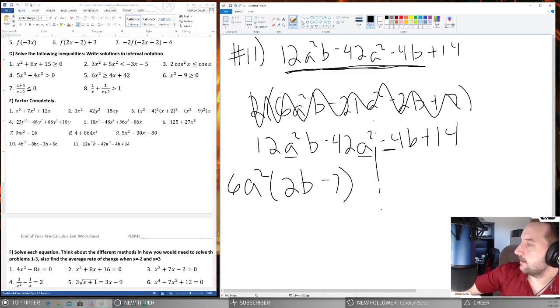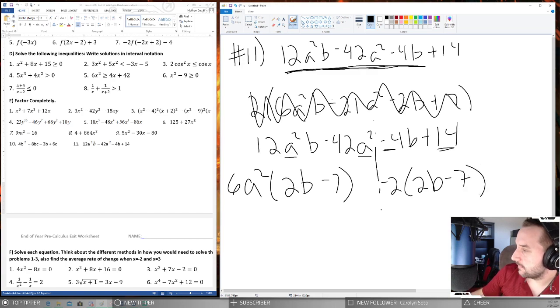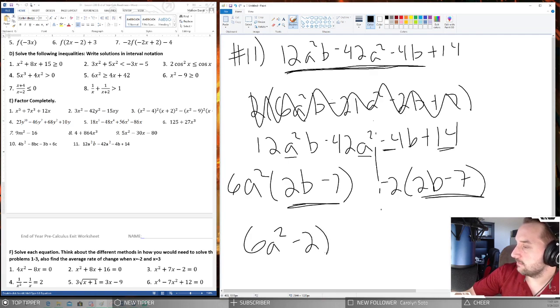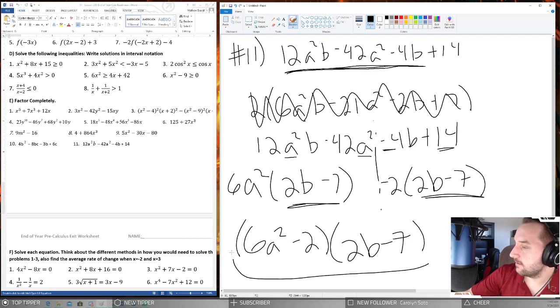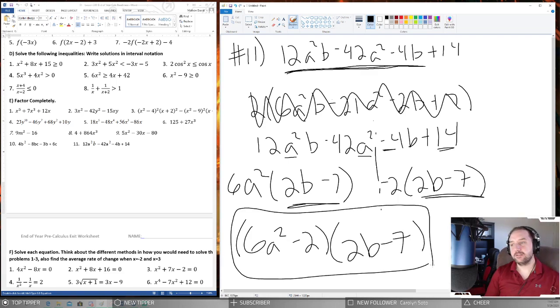And over here, between a negative 4 and 14, I get negative 2. And so you get 2b minus 7. Since these are the same, I get 6a squared minus 2, and I get 2b minus 7. There we go. So we had to do factor by grouping.